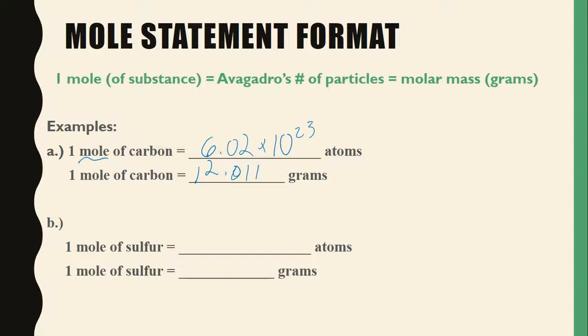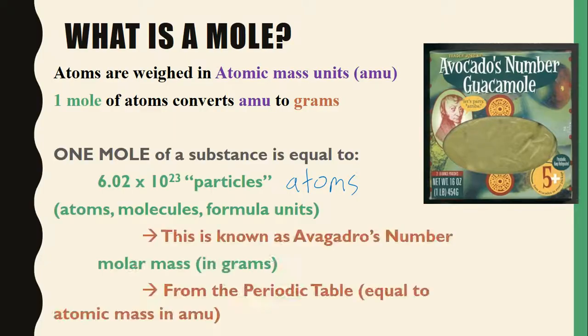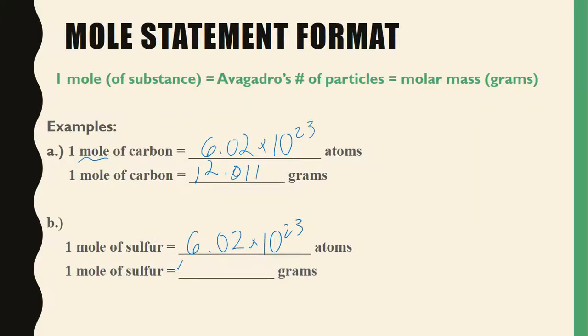Now, if we had a mole of sulfur, it would have the same number of atoms as the carbon, 6.02 times 10 to the 23rd. But the mass of a mole of sulfur would be a little different. Sulfur is here, number 16. So that would actually be 32.06. So that is 32.06 grams of sulfur in every mole.